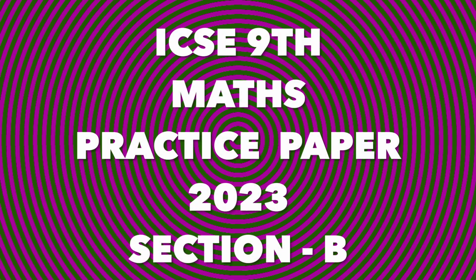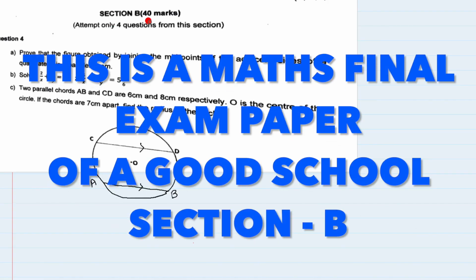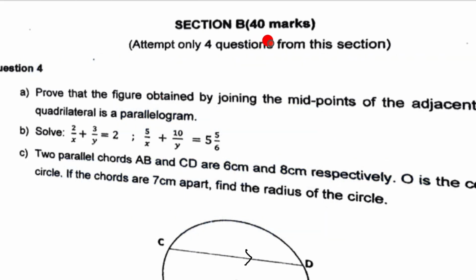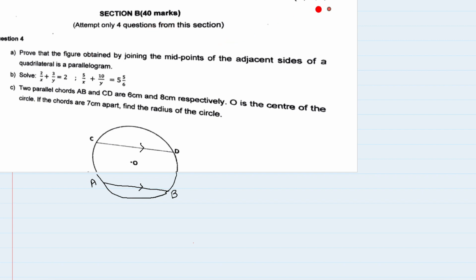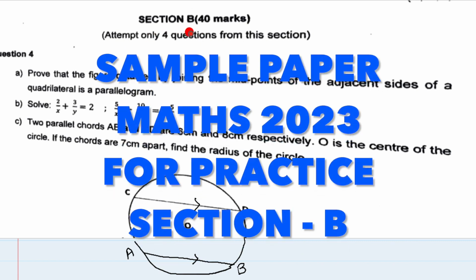We are continuing with the same paper, the class 9 ICSE paper of maths final exam of a very reputed school. So section A has already been solved. If you have not watched that paper, then the link will be somewhere here, this side. We are now continuing with section B.